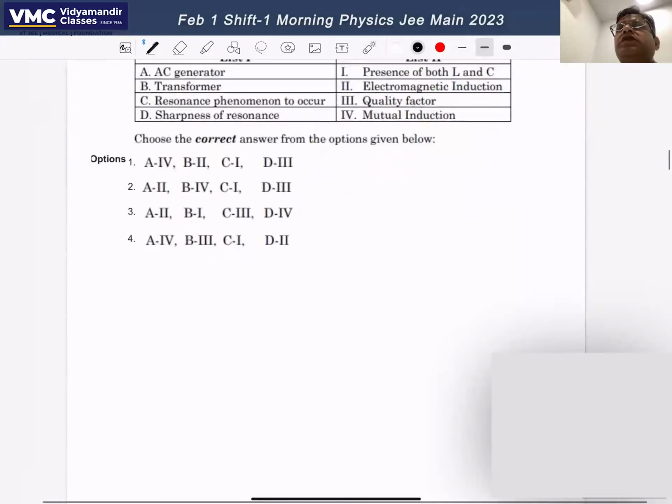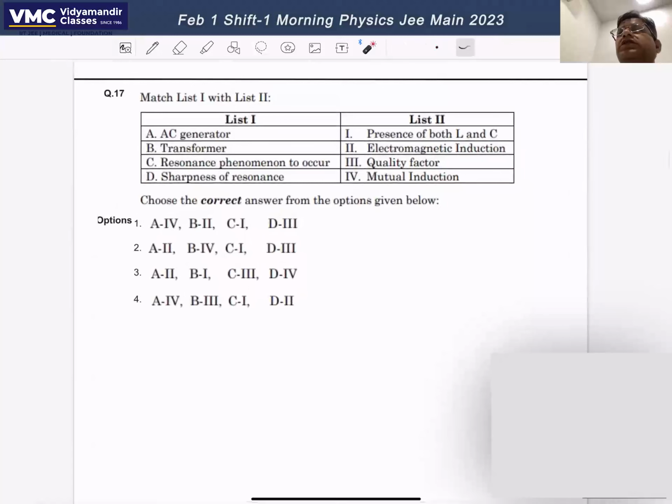In question number 17. So this is again say column matching question, where this list one consists of say first A part AC generator, B part transformer, C part resonance phenomenon to occur, and D part sharpness of resonance. List two consists of say first part presence of both L and C, second part electromagnetic induction, list two third part quality factor, and list two fourth part mutual induction. So we have to match the columns.